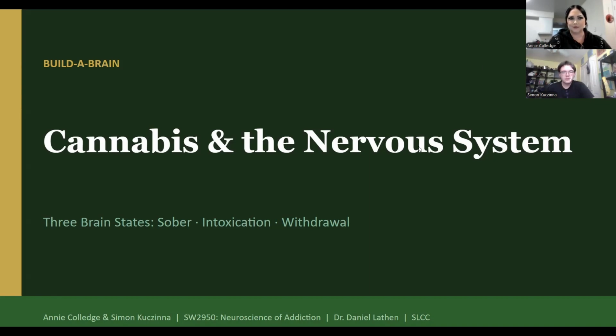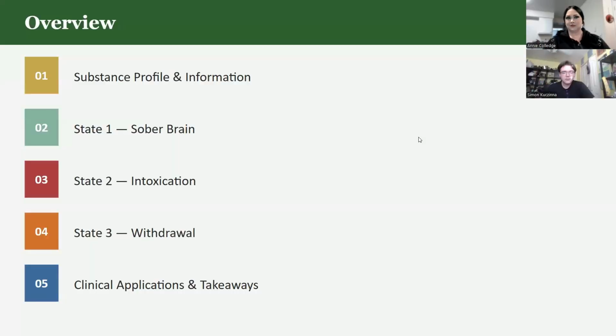So here we go. This is just our overview. It's a roadmap of what we're going to be doing: the substance use profile, sober, intox, withdrawal, and clinical applications and takeaways.